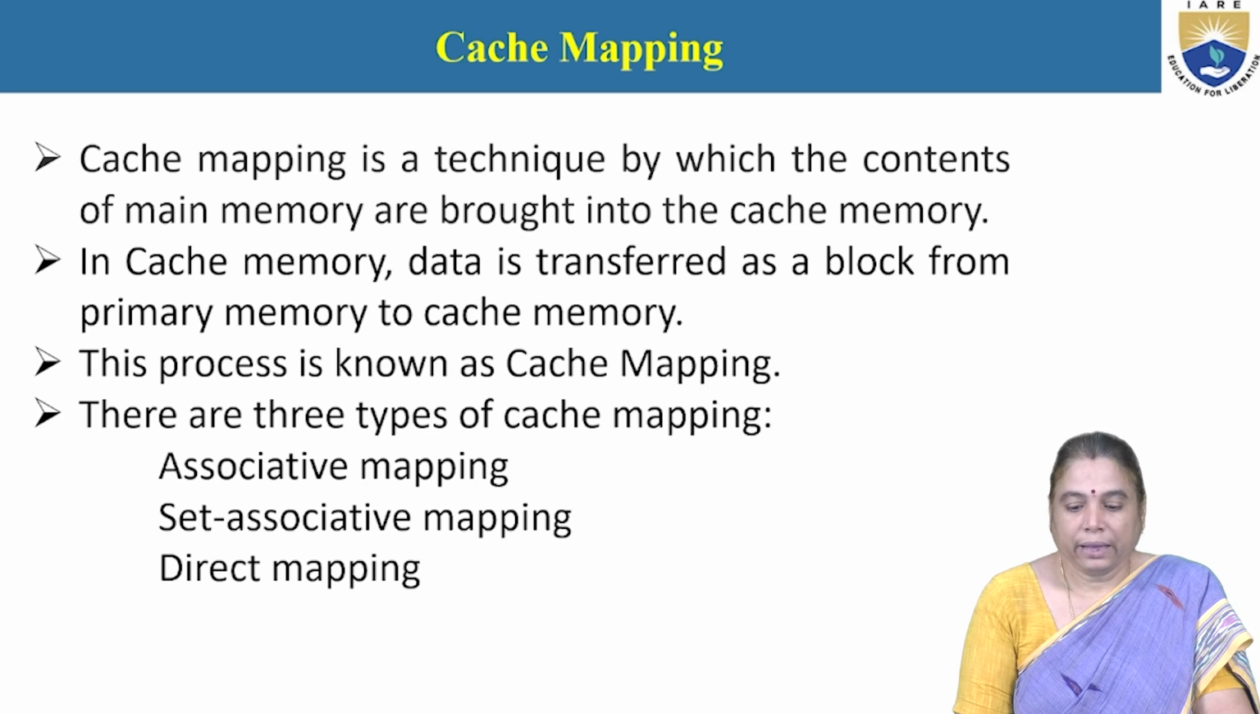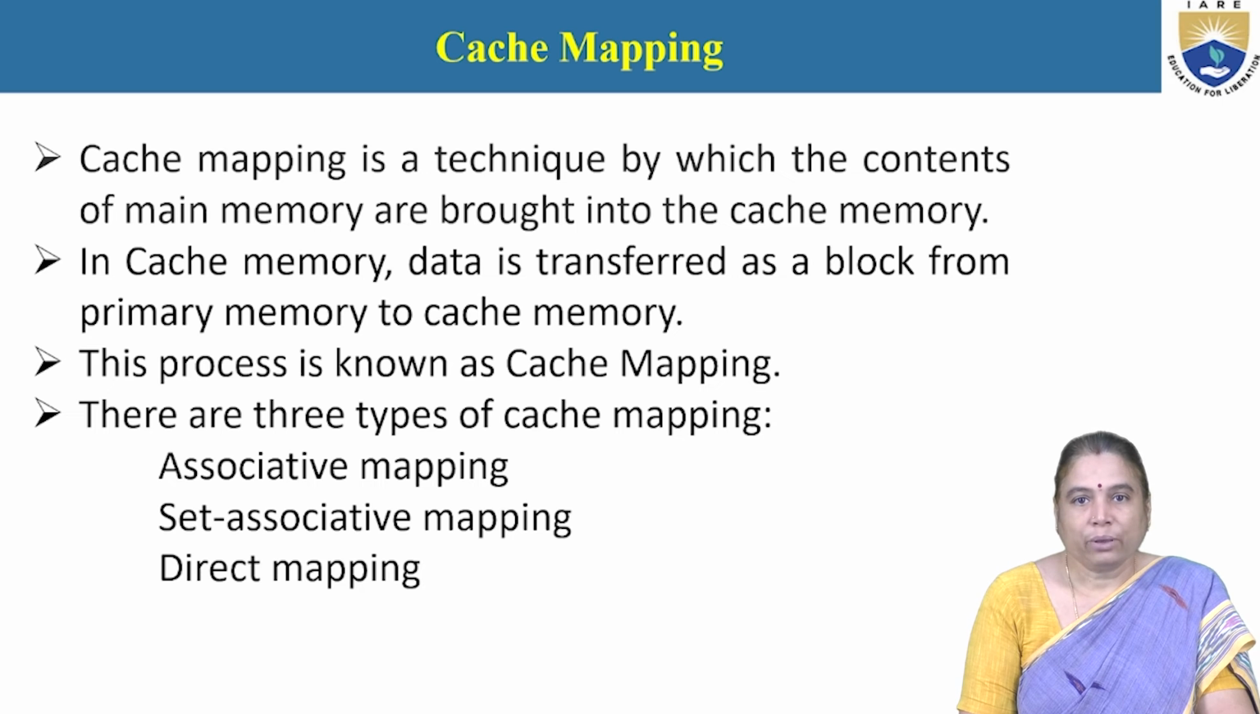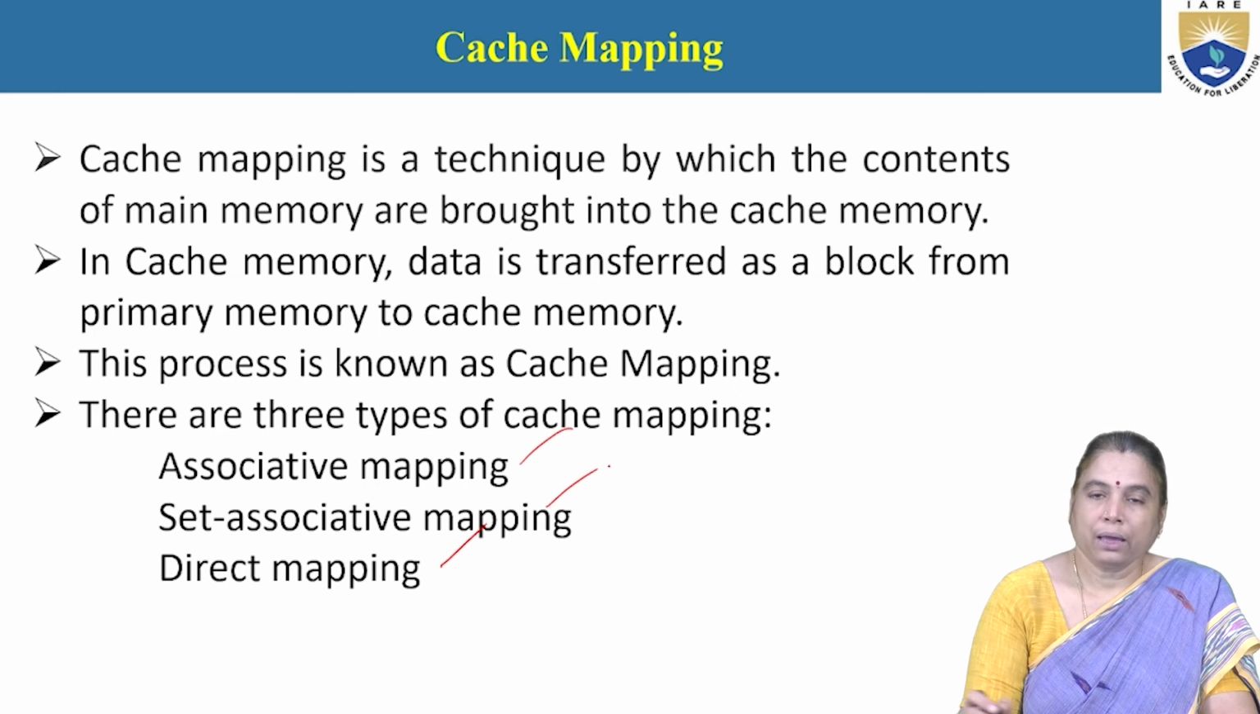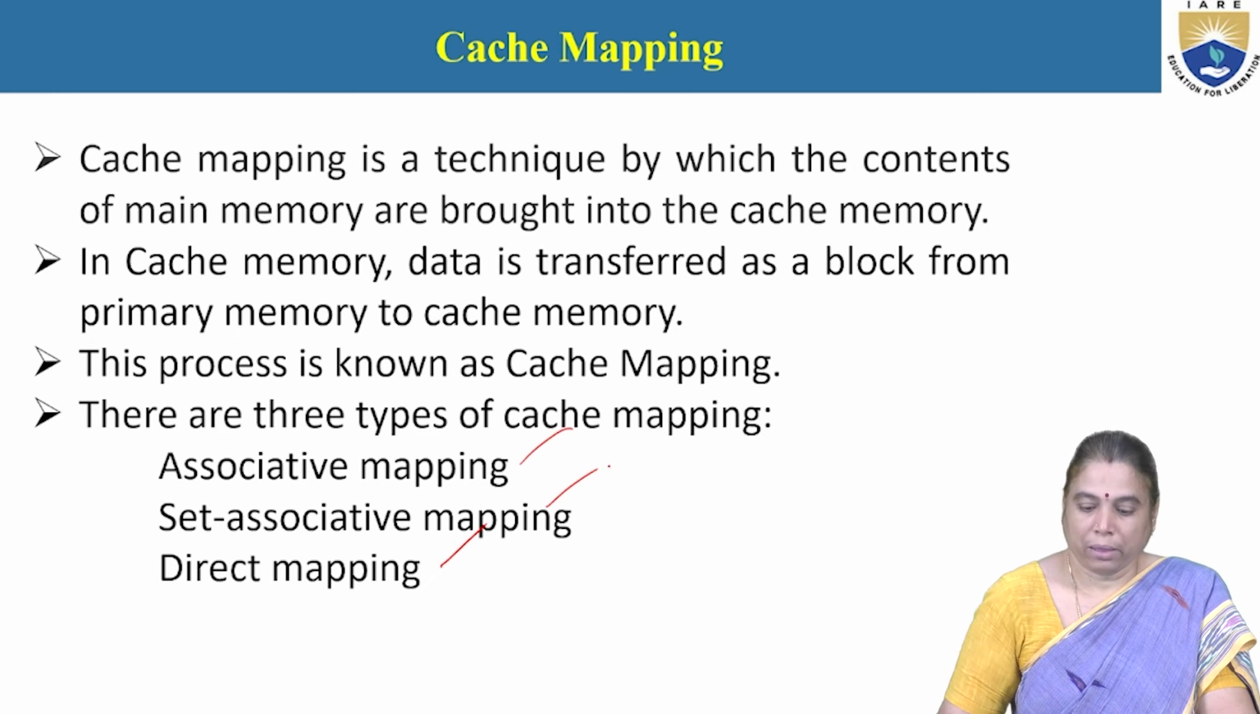Cache mapping is a technique by which the contents of main memory are brought into the cache memory. In cache memory, data is transferred as a block from main memory to cache memory. So this block has to be mapped with the word transfer. This process is known as cache mapping. There are three types of mapping techniques available: direct mapping, associative mapping, and set associative mapping.